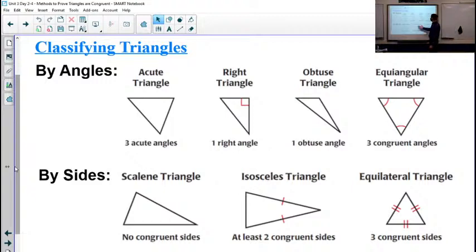We've got a right triangle, where we have one right angle. We have an obtuse triangle, where we have an obtuse angle. They're pretty self-explanatory. Our plan for this week is that this has more notes than usual.